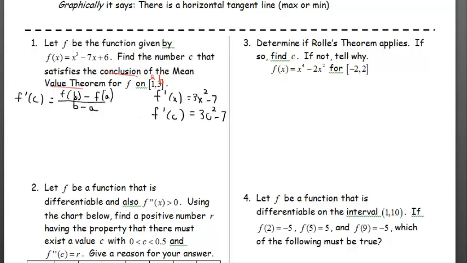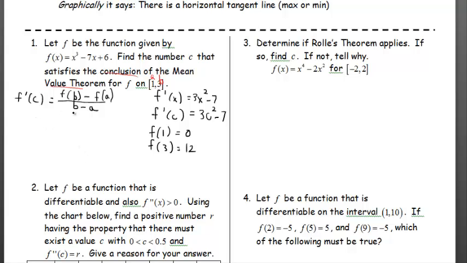Okay, what else do I need? I need the function evaluated, not the derivative. Notice there's no prime notation. I need the function evaluated at b and the function evaluated at a. So what's f of 1? Go to the original function, plug in 1. Everywhere you see x, you plug in a 1, you get 0. And what's the function evaluated at 3? Plug in 3 everywhere you see x, and I did that computation and I got 12.